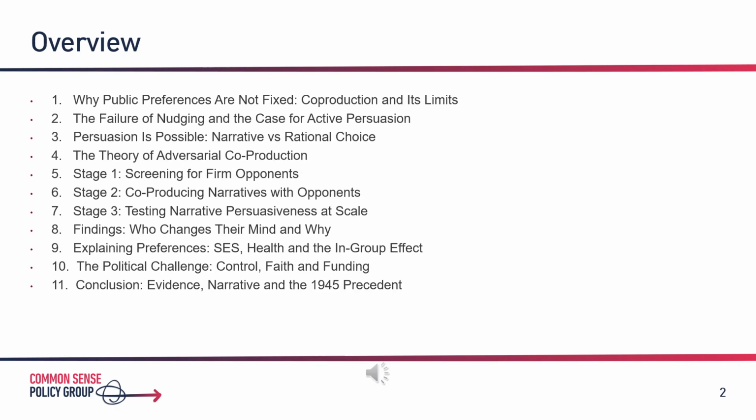We cover 11 topics, building from the theoretical case for adversarial co-production through the 3-stage method to the empirical findings and their political implications. The first 3 topics establish why the standard approaches, policy as evidence presentation and nudging, fail and why narrative persuasion is the alternative. Topics 4 through 7 describe the method in detail. Topics 8 through 11 present the findings and connect them to the political strategy that flows from them. The lecture contains a concrete activity for your own practice: co-production of a narrative from data provided by opponents of progressive tax reform.